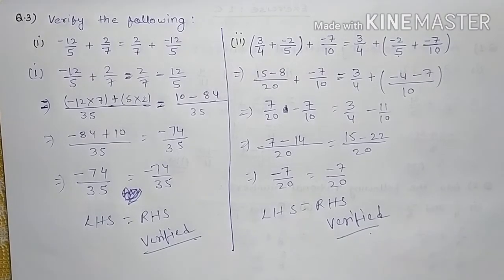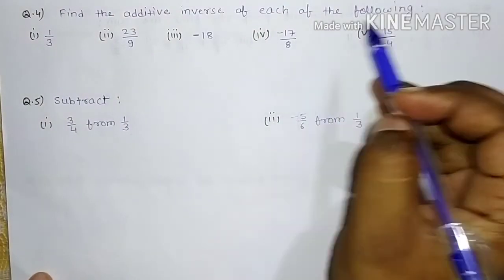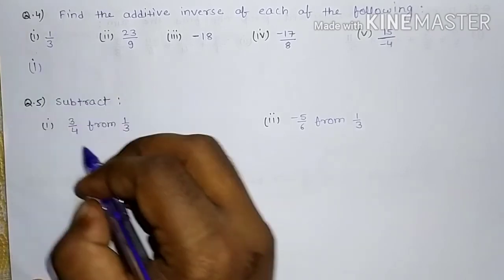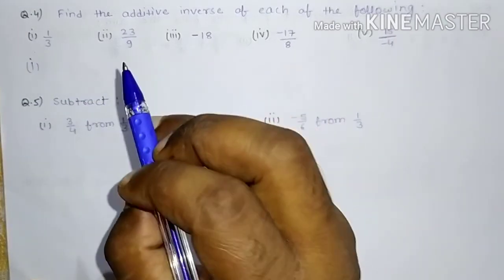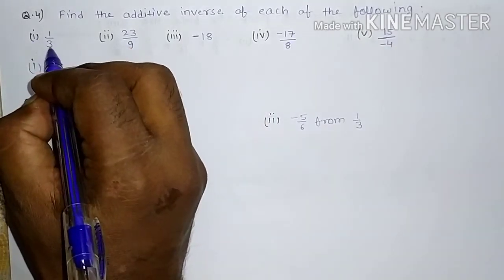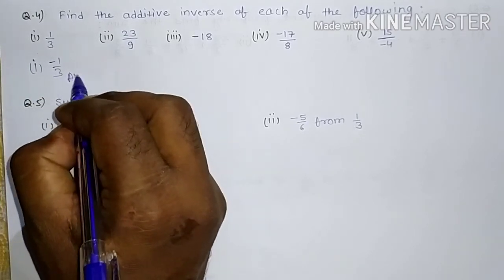Now it's very simple. Now question number 4. Find the additive inverse of each of the following. The first question is given 1 by 3. For finding the additive inverse, we just change the sign. Here plus 1 by 3 is written, so the additive inverse is minus 1 by 3. This is the answer. It's very simple.